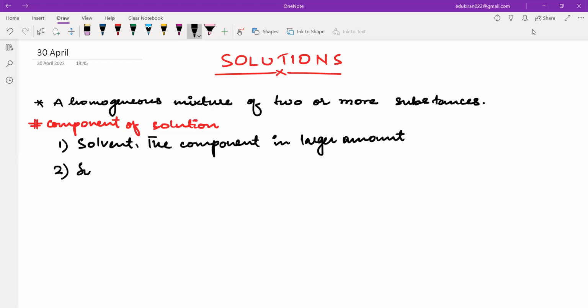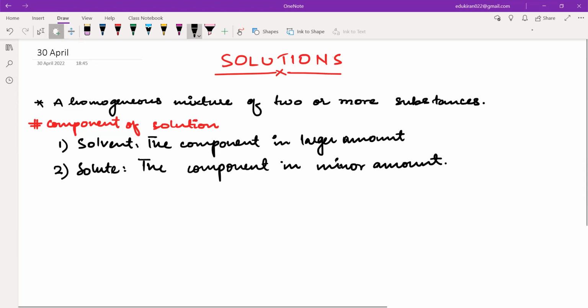Second is solute. Solute is the component in minor amount. Okay, the component in minor amount. Is that clear? Yes or no? Please tell me. Solute and solvent.